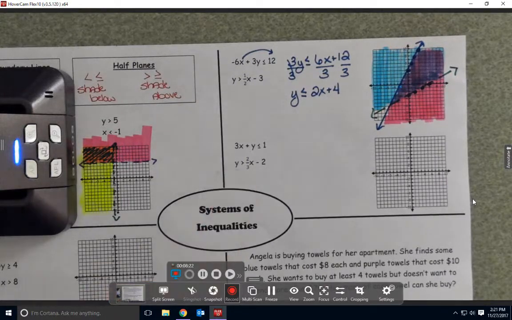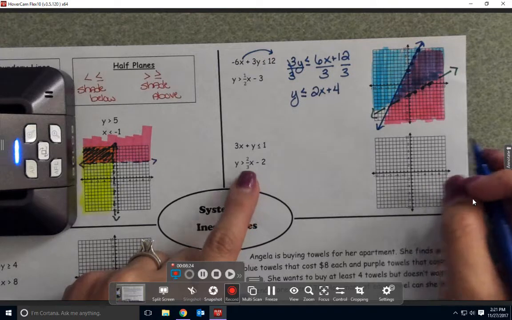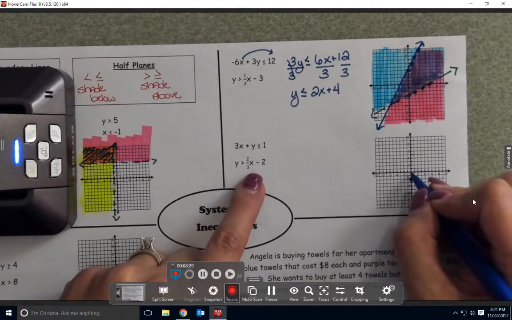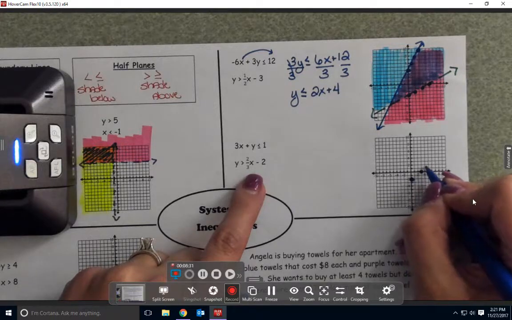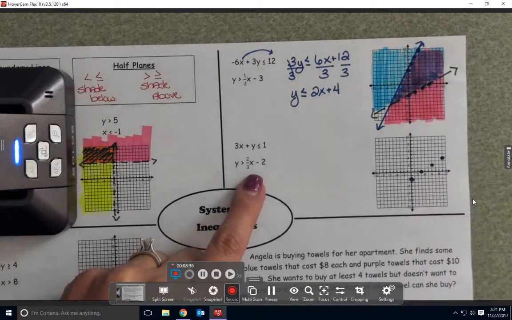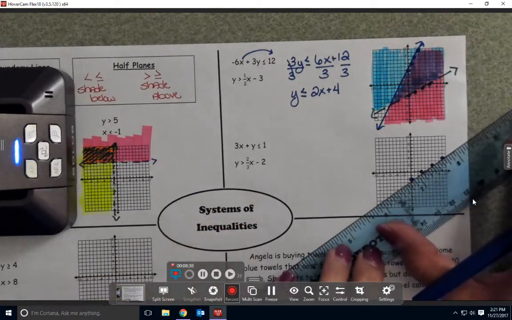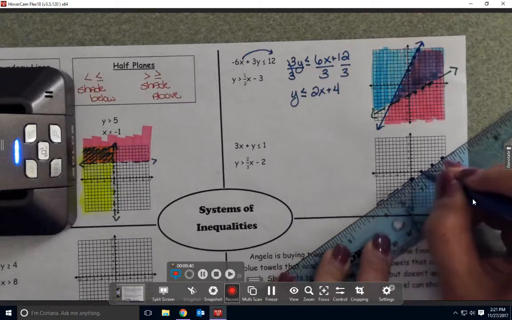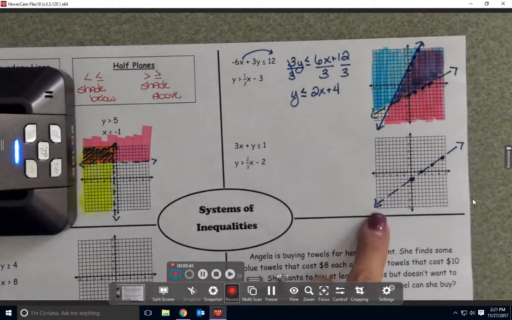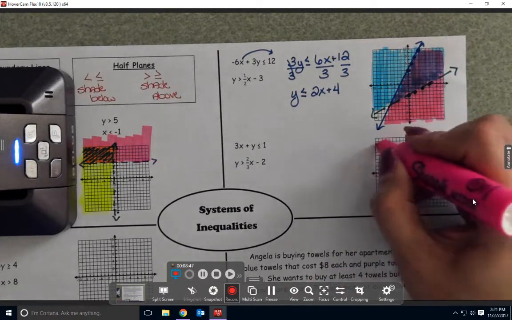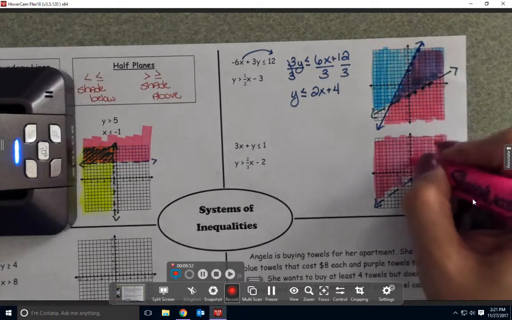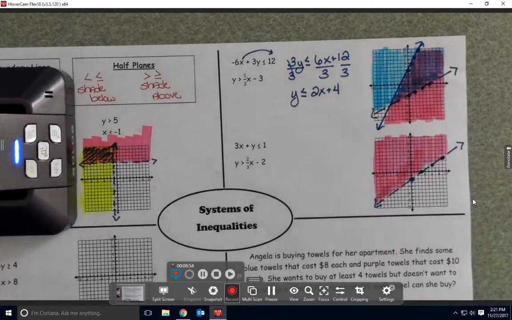Let's try another one here. Again, this one already graphed for us, already done. So let's go down to -2. And my slope is 2/3, so up 2 over 3. Up 2 over 3. And again, greater than, so I'm going to do a dotted line. And then everything that is greater than that line is shaded above. So there's that first one.